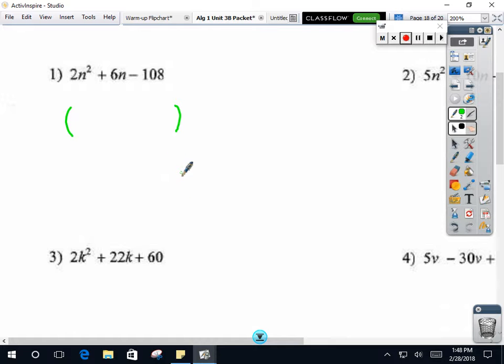2. 2 will come out of 2 1 time, it'll come out of 6 3 times, and it'll come out of 108 54 times. You know how when you're asked to distribute something, you're multiplying? Well, when you're factoring, you're basically undistributing it, so you divide. So watch. 2n squared divided by 2 is 1n squared. 6n divided by 2 is positive 3n. And negative 108 divided by 2 is negative 54.